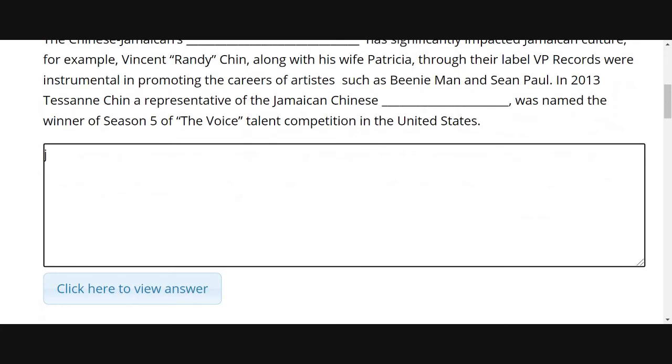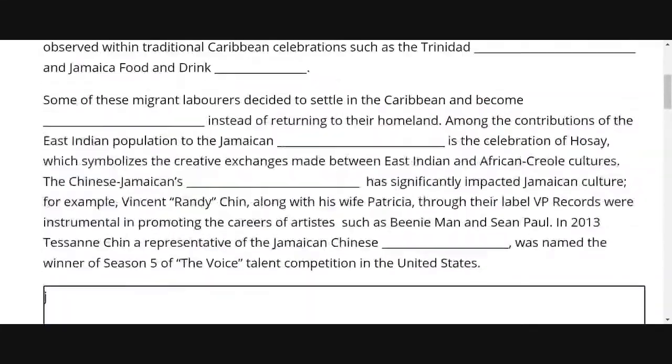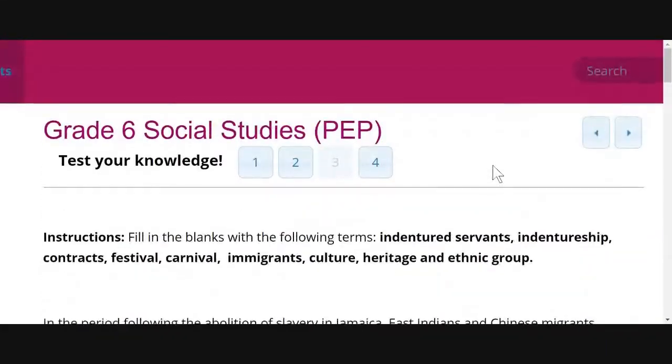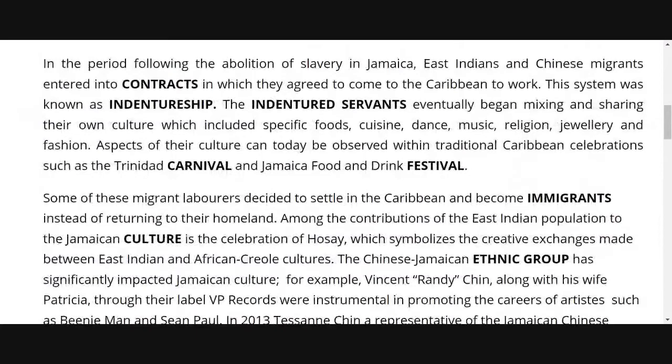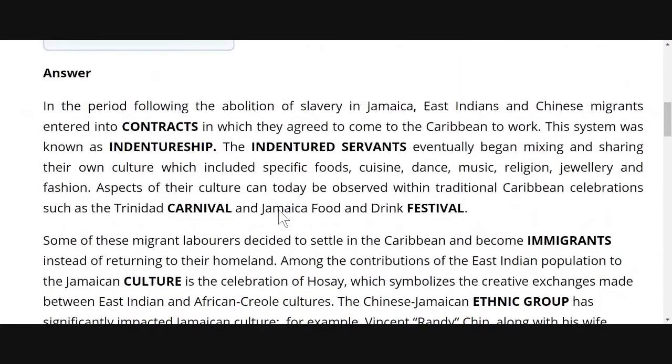Now, the beautiful thing with the Learning Hub, when you see a lot of test your knowledge, it means that a lot of the times you'll be able to look at the answers. Okay, so here we have the answers in bold. In the period following the abolition of slavery in Jamaica, East Indians and Chinese migrants entered into contracts. So that first blank was contracts, in which they agreed to come to the Caribbean to work. This system was known as indentureship.